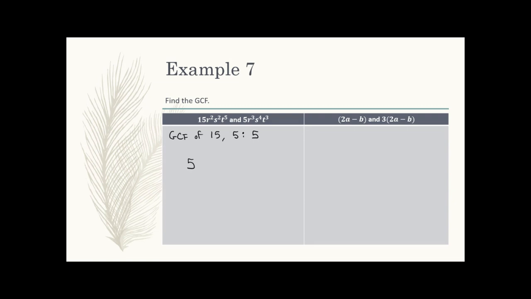Now I'm going to go to the letters. I have r squared and r cubed. We want the smallest exponent, so that's r squared. Then the letter s: s squared and s to the fourth. You want the smallest exponent, so that is s squared. Go to t: I have t to the fifth and t to the third. The smallest exponent is 3, so that's t to the third. And once you've gone through all of your variables, that is your greatest common factor.